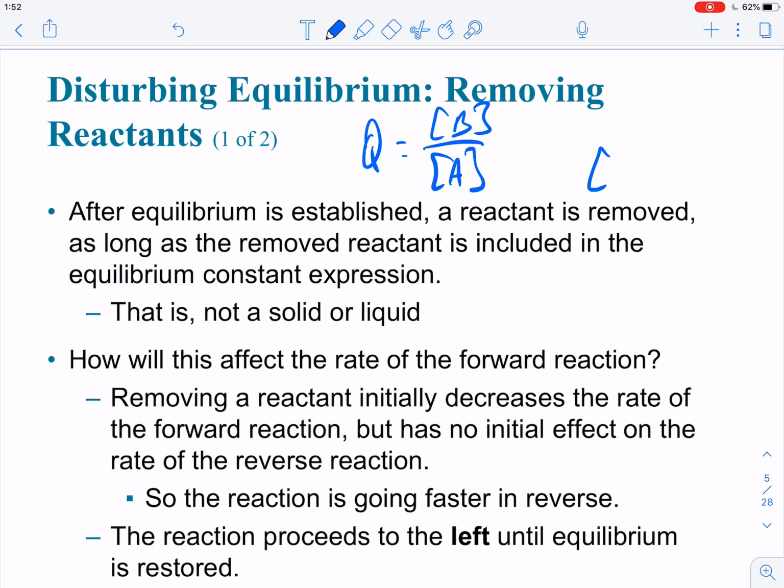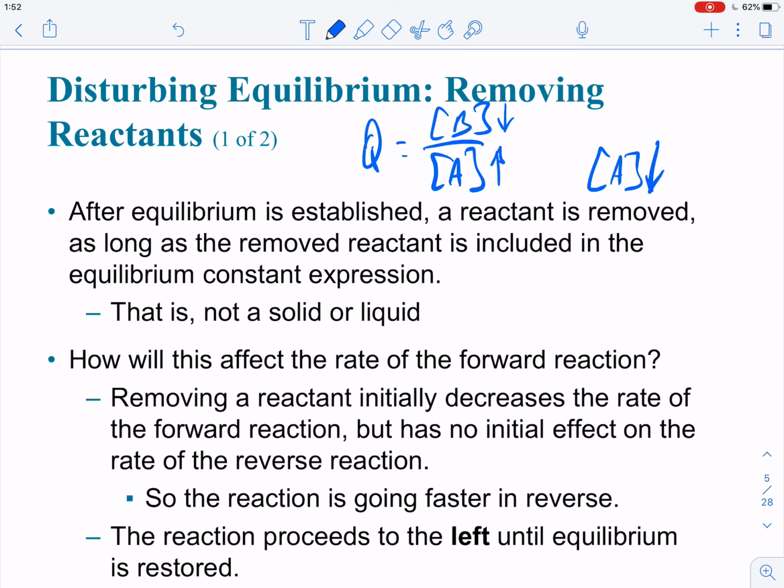Now, if you decrease A, and if you were in an equilibrium position, then it has to happen in such a way that B will decrease and A will increase to return to the equilibrium condition. Okay?